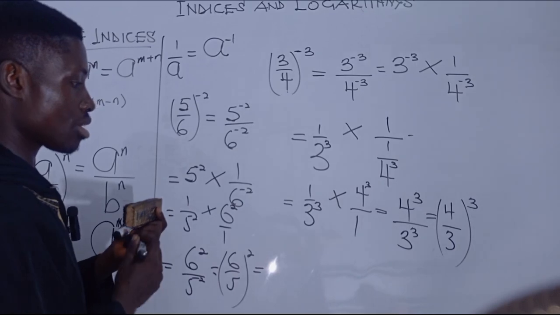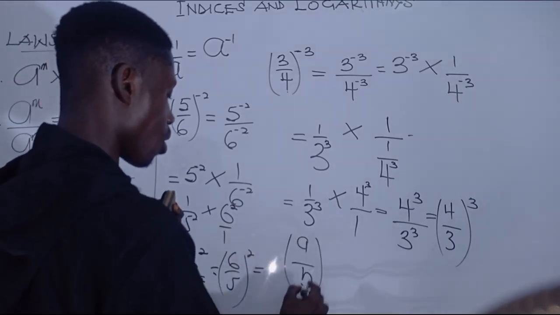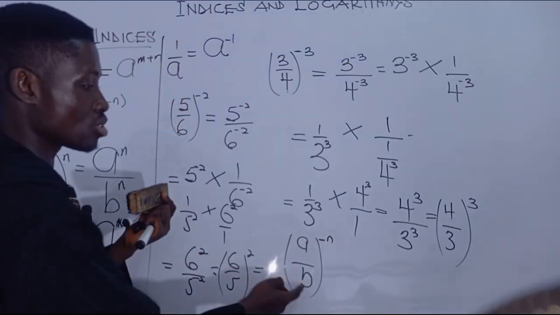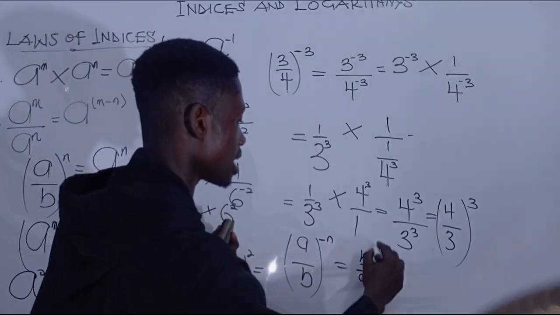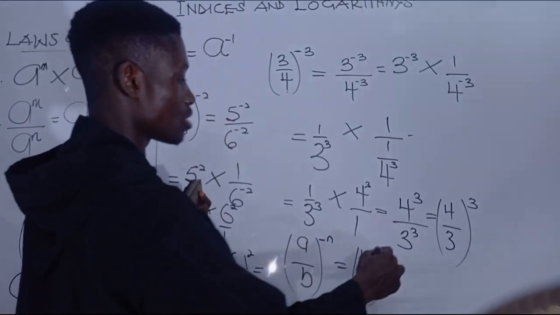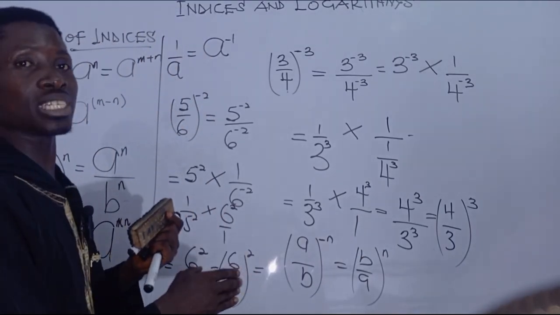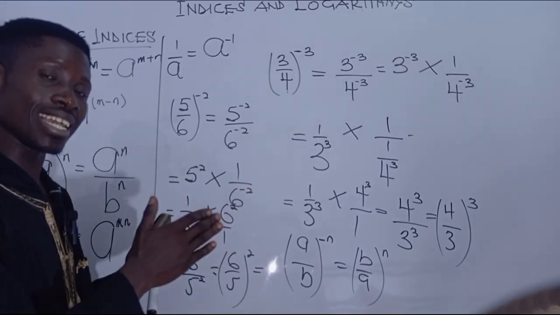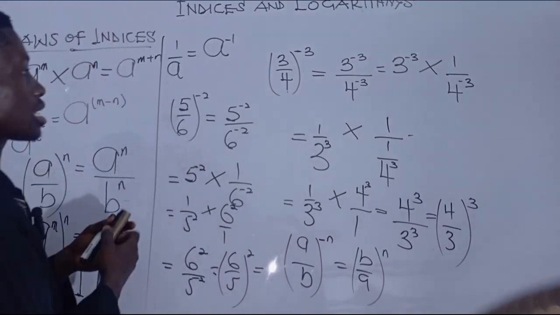So this means that when you have, let's say, a over b all raised to the power of a negative index, what we are going to do is just reciprocate these two numbers to become b over a, and then the negative index will become a positive index. And this property is called the negative power of a quotient of two numbers. So let's add it to the properties.